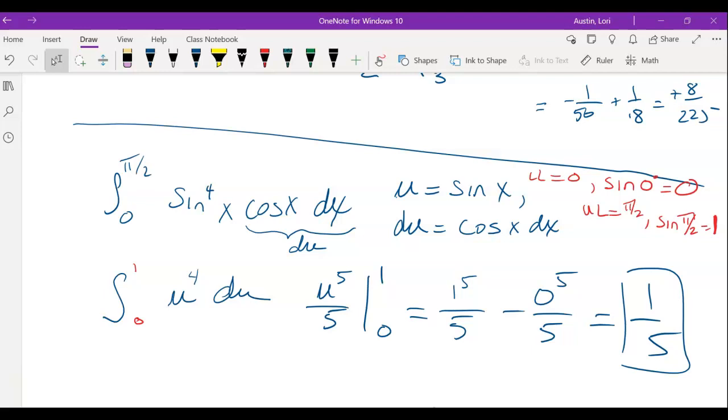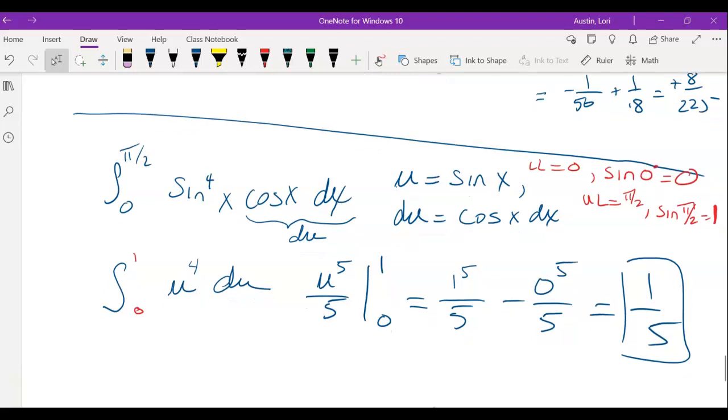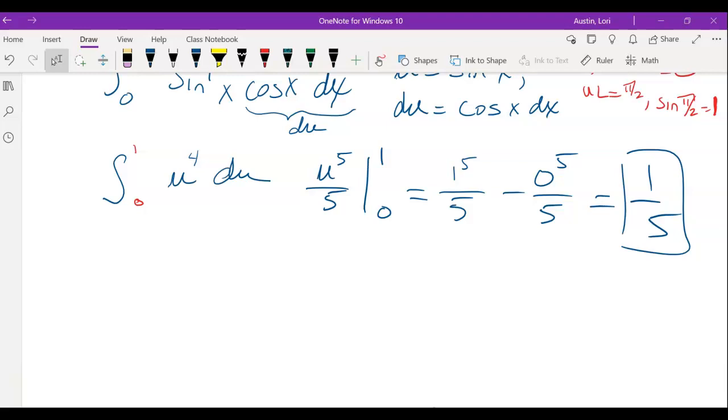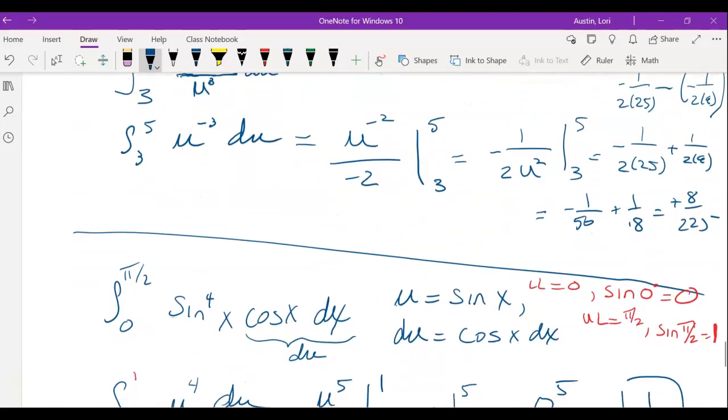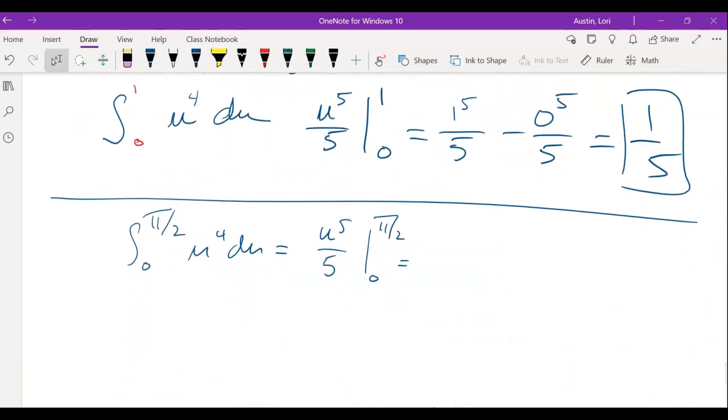If you were to not switch it, you can do it. If you don't switch it and you keep it 0 to pi over 2, right, of u to the 4th du, we still get u to the 5th. If you don't switch it, you have to put sine x back. So it becomes sine to the 5th x over 5.